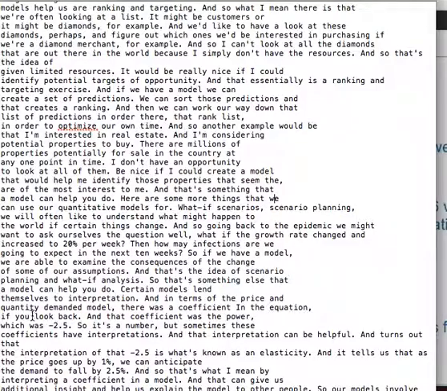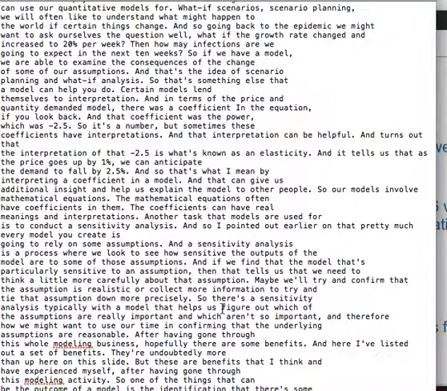Certain models lend themselves to interpretation, and in terms of the price and quantity demanded model, there was a coefficient in the equation. If you look back, that coefficient was the power, which was minus 2.5. So it's a number, but sometimes these coefficients have interpretations, and the interpretation can be helpful. It turns out that the interpretation of that minus 2.5 is what's known as an elasticity, and it tells us that if price goes up by 1%, we can anticipate the demand to fall by 2.5%. So that's what I mean by interpreting a coefficient in a model, and that can give us additional insight and help us explain a model to other people.